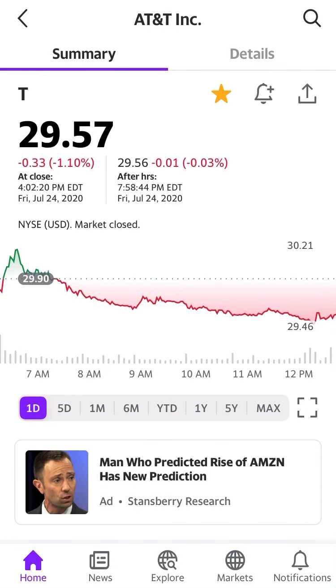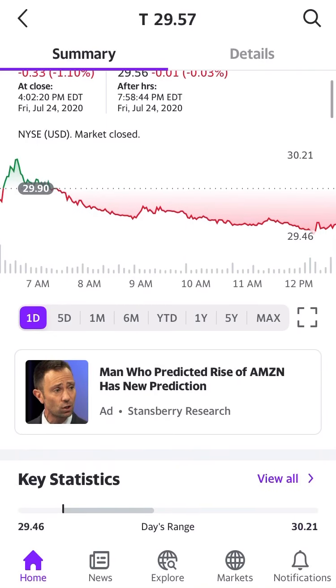Let's just go with AT&T. First thing you're going to see, starting at the top of the screen, the letter T, that's the ticker symbol. Below that, you see the current price of a stock of AT&T at $29.57. Moving on down, at close, it looks like it was down 1.10%. And after it actually closed, once they finished calculating all the transactions for the day, it was actually down another 0.03%.